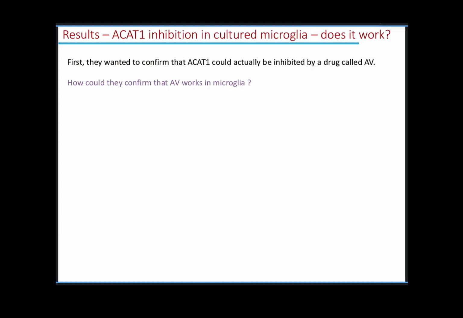So first, they wanted to confirm that ACAT1 could actually be inhibited by a drug called AV. So ACAT1 is an enzyme. It's an acetyltransferase. So it has enzymatic activity, and you can inhibit it pharmacologically. And there's this drug AV that can inhibit ACAT1. Now, the question that I have for all of you is, if you have a drug that you think would inhibit an enzyme, how could they confirm that AV works in microglia? It had been tested probably in other cell systems, but they wanted to test it in microglia. So how would you do that? What do you look for?